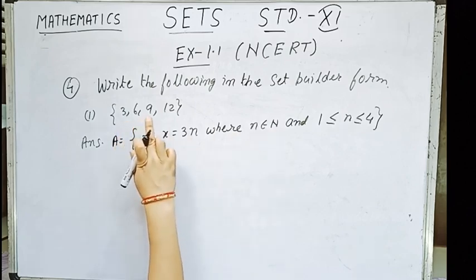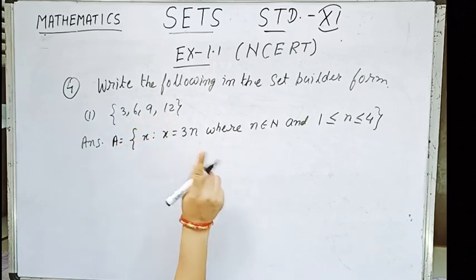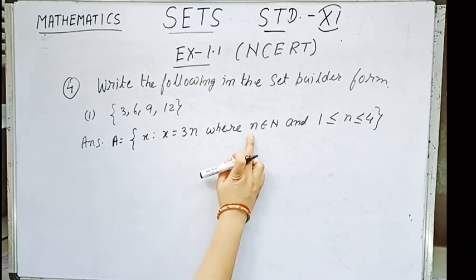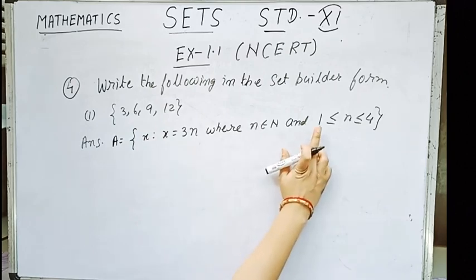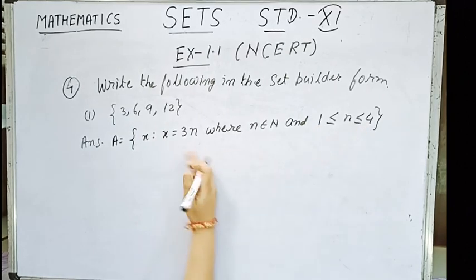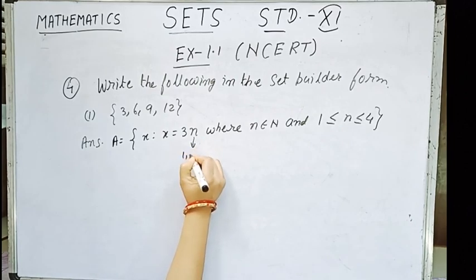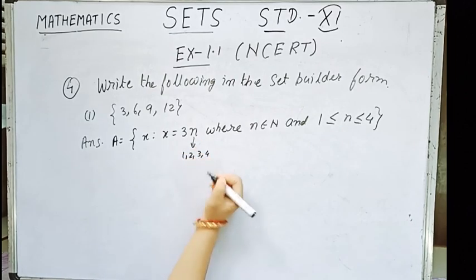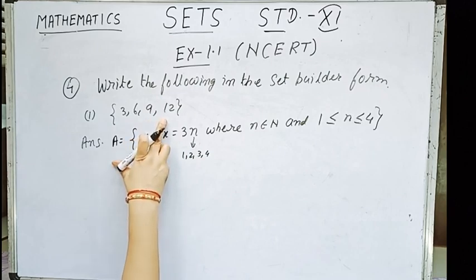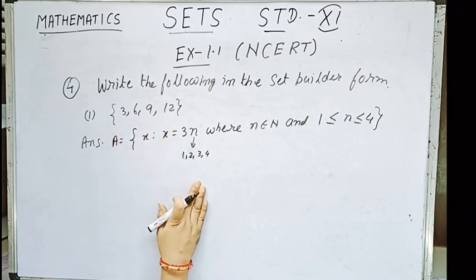Now what is n? n belongs to natural numbers. 3 times 1, 3 times 2, 3 times 3, 3 times 4. So 1, 2, 3, 4 are all natural numbers. But these natural numbers, from where to where are they? It is from 1 to 4. So in place of n, if I put 1, 2, 3, 4, I will be getting the required set which is given in the question.